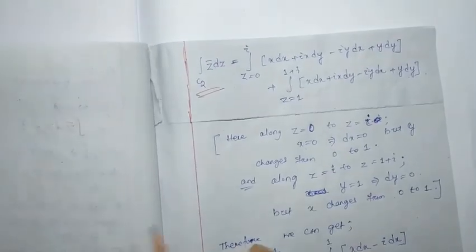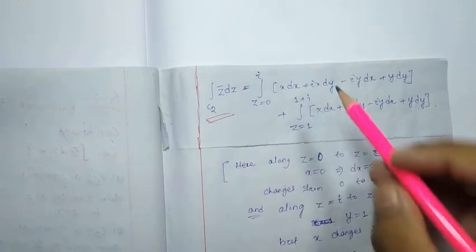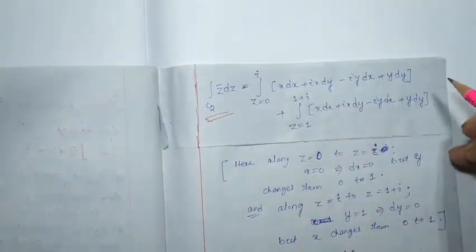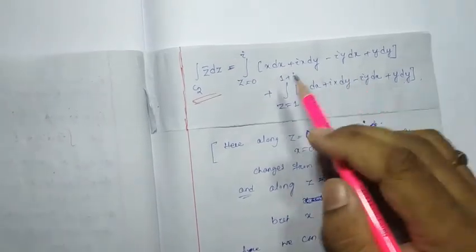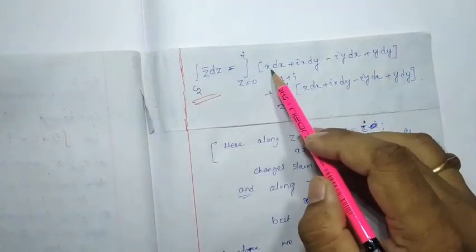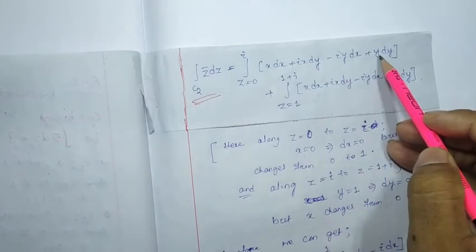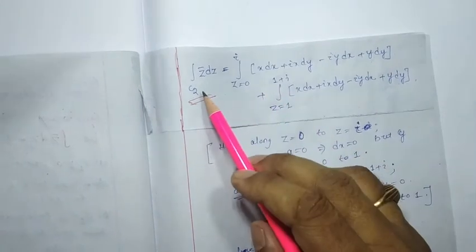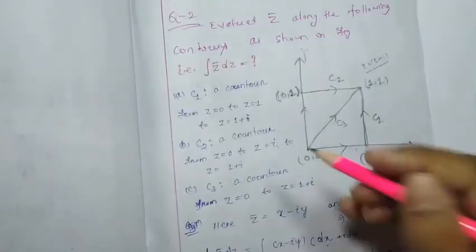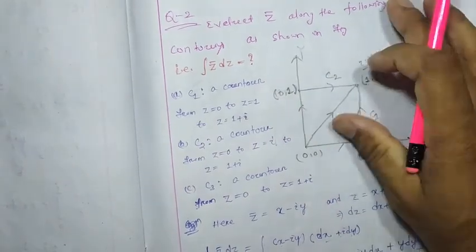Now we have to consider the C2 path. C2 path means z bar dz. Traditionally you write it, then whenever you become familiar, you may not write it, no problem. So z bar dz is nothing but x dx plus i dy minus i y dx plus i y dy. C2 is nothing but z equal to 0 to z equal to i, and again z equal to i to z equal to 1 plus i.